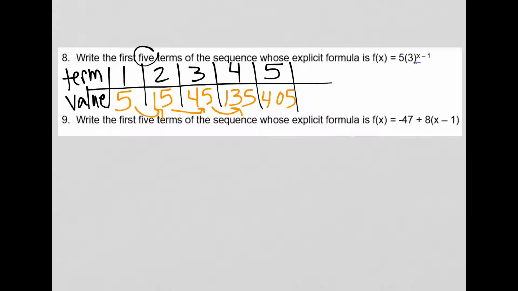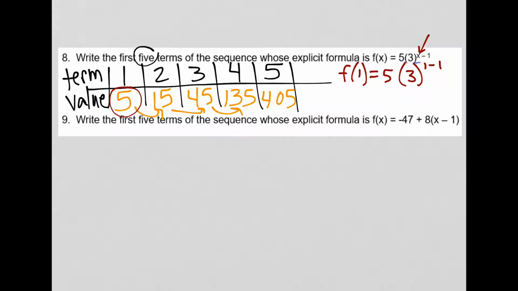But wait, just in case you don't quite put this together, there's another way you could do this. You could have used this formula. You could have said, okay, f of 1 equals 5 times 3 to the 1 minus 1 power. Put in a 1 for x. That's where you're putting in the term number of what you want. Well, 1 minus 1 is 0, and 3 to the 0 power is 1. 5 times 1 is 5. Oh, yeah, I already got that. 5. Good.